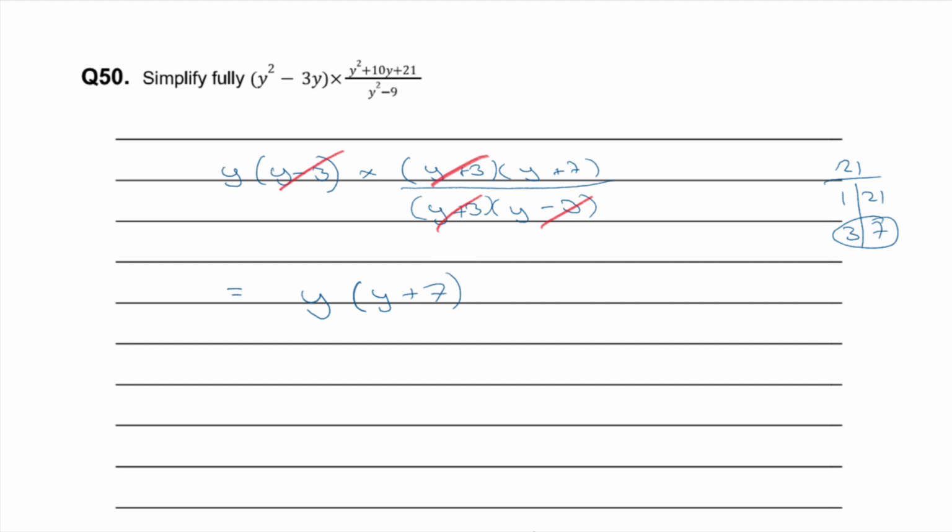Now, I think that is as simple as it needs to be. You could multiply it out and get y squared plus 7y. I'm not sure that's any simpler than what you had already, though. Different versions of the same thing. I'd be quite happy to leave it like that.